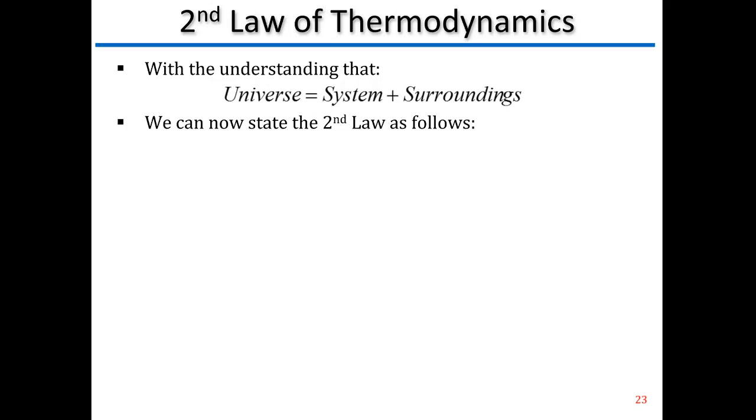Let's look at the second law. With the understanding that the universe is equal to the system and the surroundings, going back to our analogy of the beaker, you have the beaker, that's our system. If we measure the temperature of the water inside the beaker, and then we have something like a hot plate, that's the surroundings. The system and the surroundings are all within the lab, which is all within the universe. The system and the surroundings are both inside of the universe. Now we can state the second law.